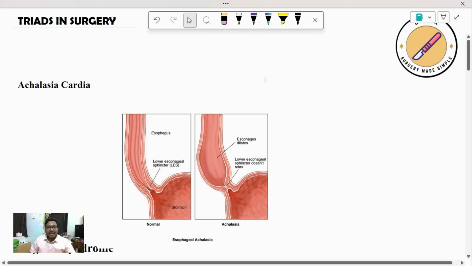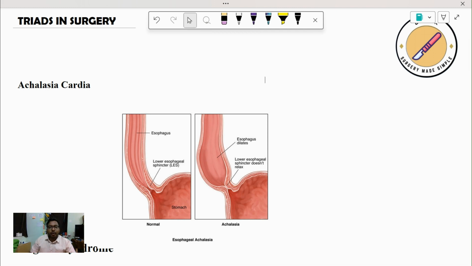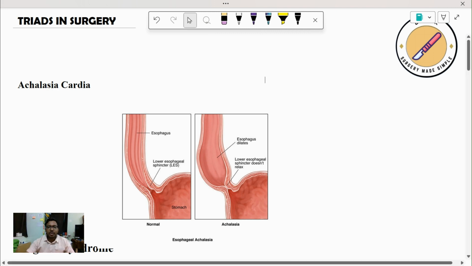It is triads in surgery. This is part one video. Okay, so we are going to see the triads in surgery alphabetically. Today we are going to see A, B, C. So the first one is achalasia cardia.